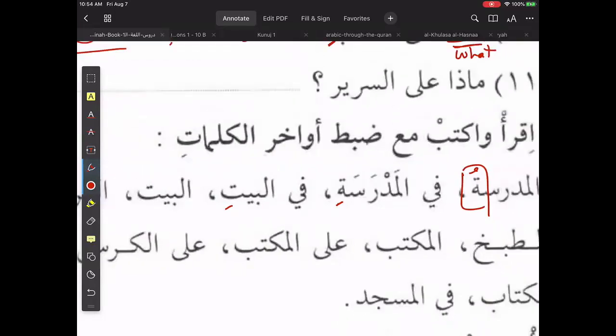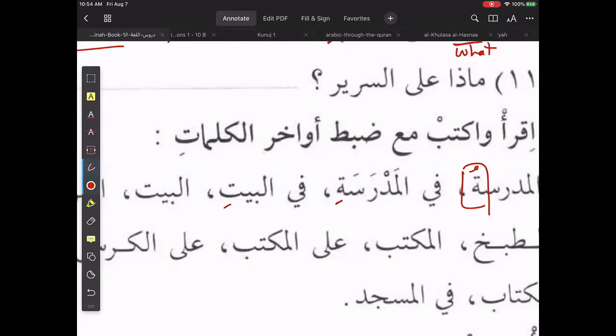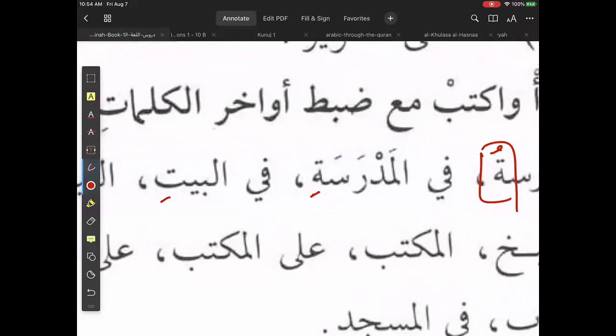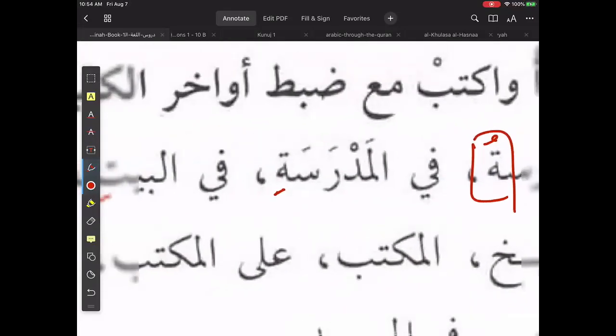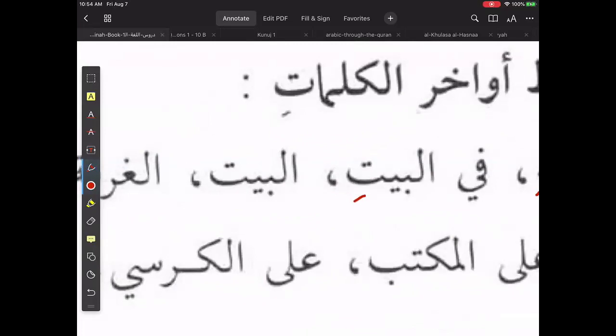If there's a preposition, then you have to put kasra, and that is called majrur. He'll be like, "What are you talking about?" Don't mind him or her. Okay, so you can read them aloud. Fil madrasati, fil baiti. Then you're going to say al baitu.